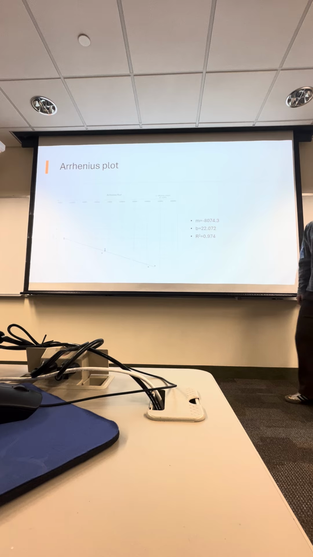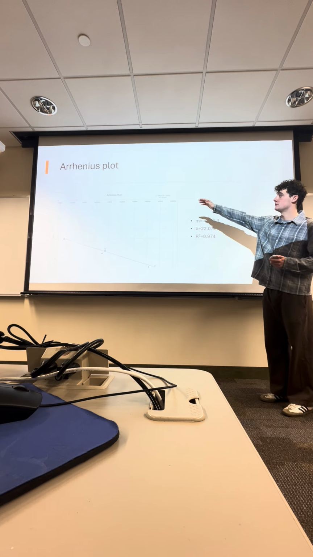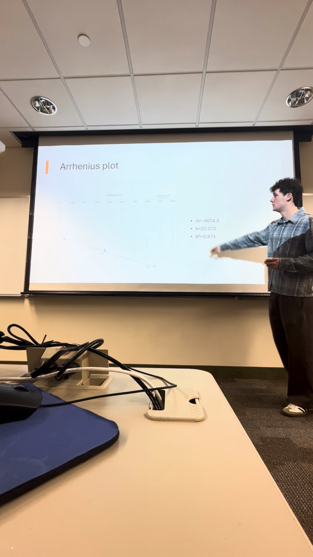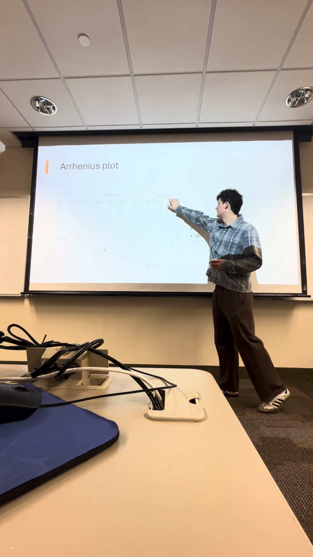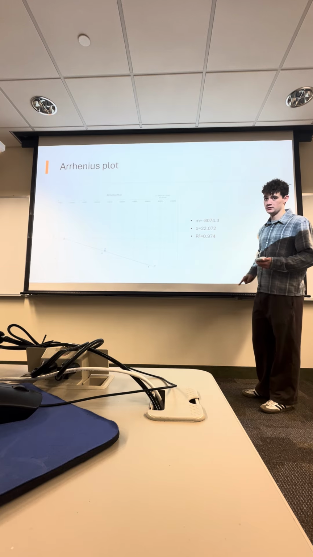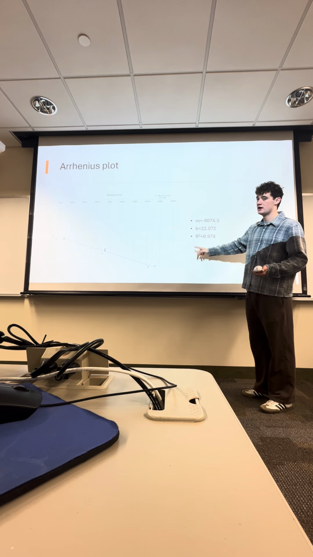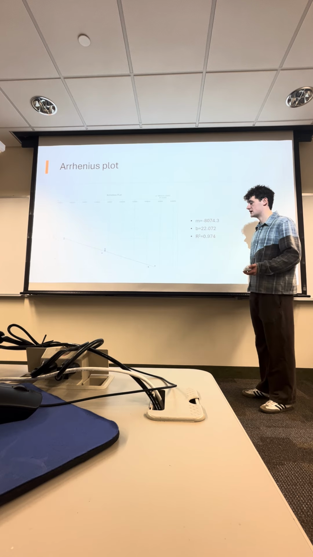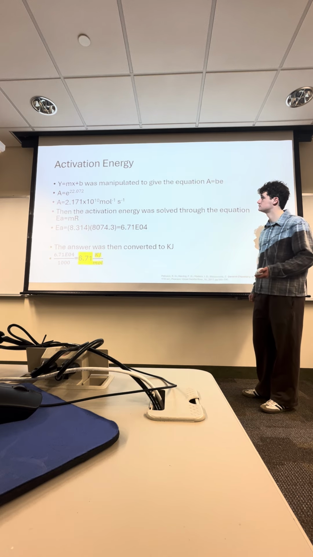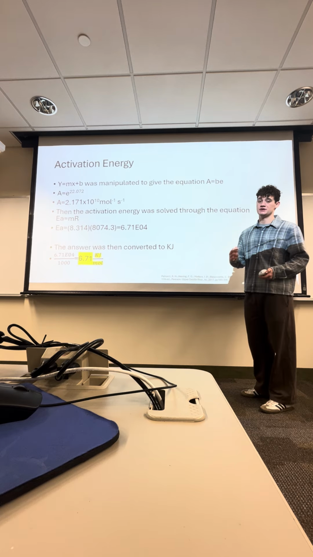So, as I mentioned earlier, we are using y equals mx plus b. This is rendered from our Arrhenius plot, right here. M equals negative 8,074.3, b equals 22.072, and then our regression was 0.974. So now that we found this, we're going to solve for the activation energy.